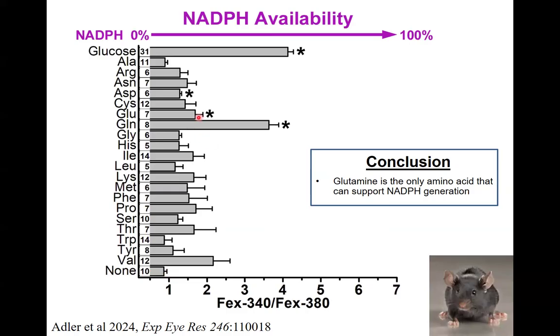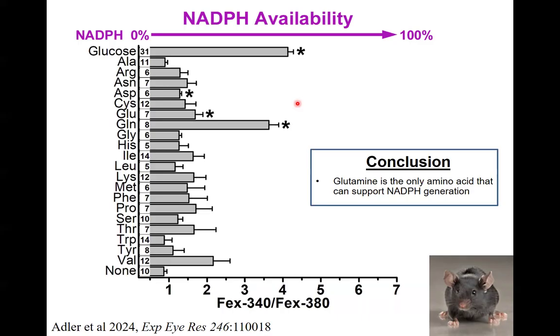And maybe there's something with glutamate, at least it's significantly higher than in the absence of substrate, and aspartate as well. But every other amino acid was not significantly different. So our interpretation from this is that glutamine is the only amino acid that can support NADPH generation. We were surprised by glutamate, because actually glutamine goes through glutamate to participate in the mitochondrial pathways.